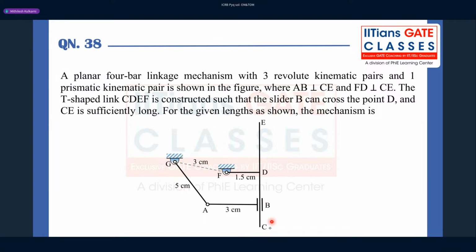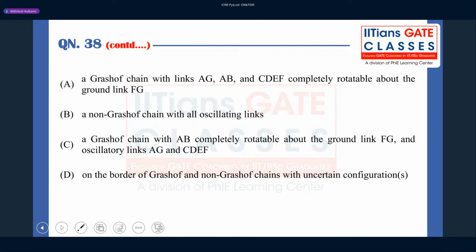AB is perpendicular to CE, and FD is perpendicular to CE, and the T-shaped link CDEF is constructed such that the slider B can cross the point D. It can cross this point D, and CE is sufficiently long. This is very long, sufficiently long. For the given lengths, as shown in the figure, the mechanism is... They have given some options.